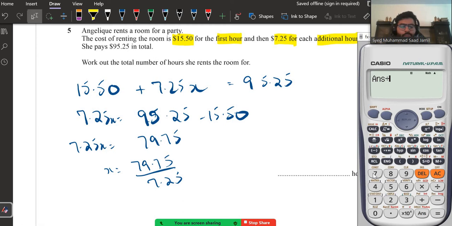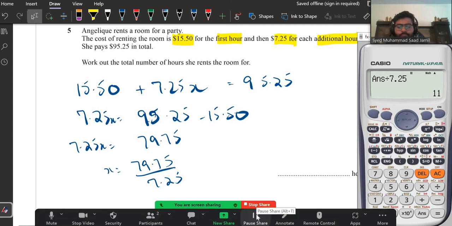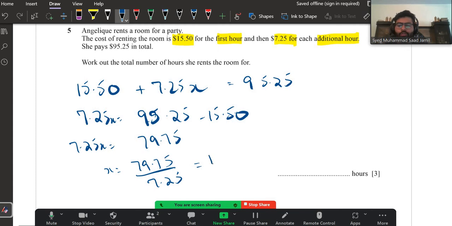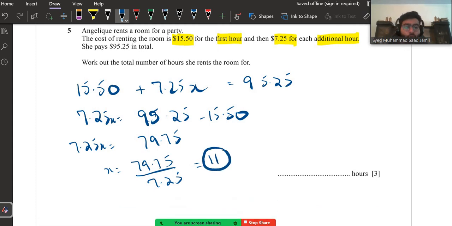Answer divided by 7.25. So it's 11. So you guys are going to write 11. Those who write 11 as the answer, it's wrong. Now I'll tell you why. Even my student told me over here, it is very good.